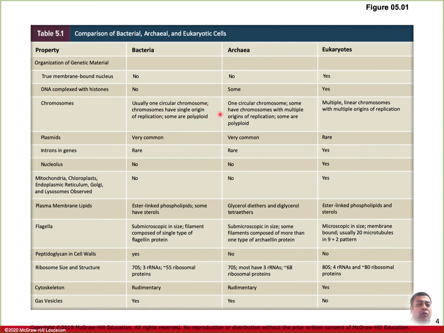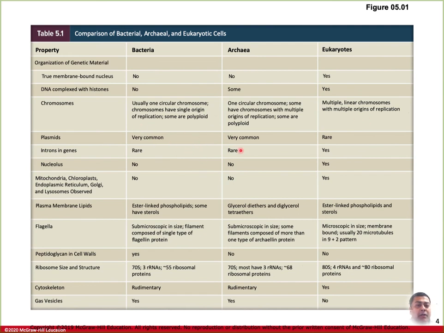and the chromosome has a single origin of replication. Some are polyploid. One circular chromosome usually, some could have multiple origins of replication, some are polyploid, whereas eukaryotes almost always have multiple linear chromosomes with multiple origins of replication as well. The reason is that the eukaryotic genome is much bigger, and if you did not have multiple origins of replication, it would take forever for the chromosomes to replicate.